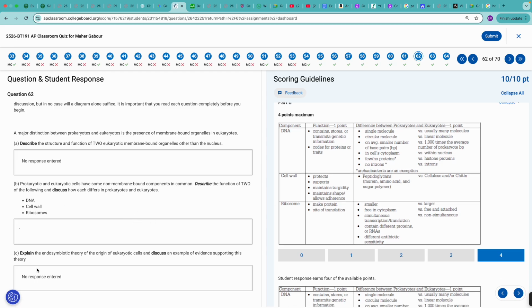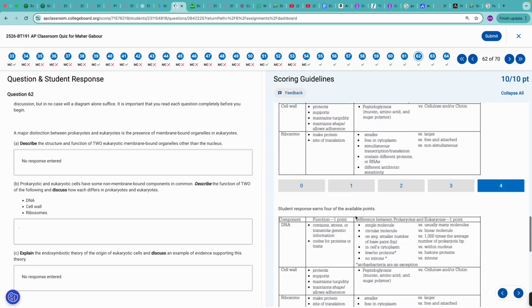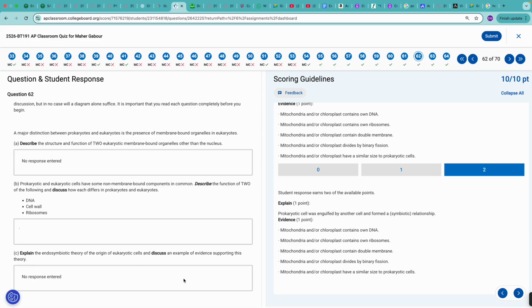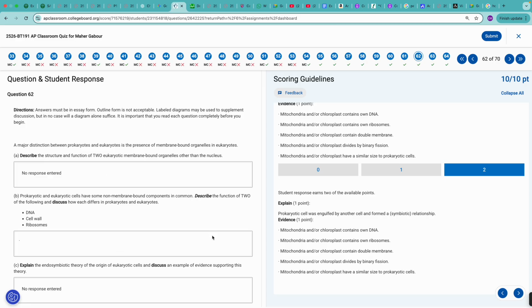What should call it? And then explain the endosymbiotic theory of the origin of eukaryotic cells and discuss an example of evidence supporting this theory. This also came in both of our periodics. If you guys don't know by now, I can't tell you to memorize it at this point. Everyone should know. Okay, so yeah, that's it.